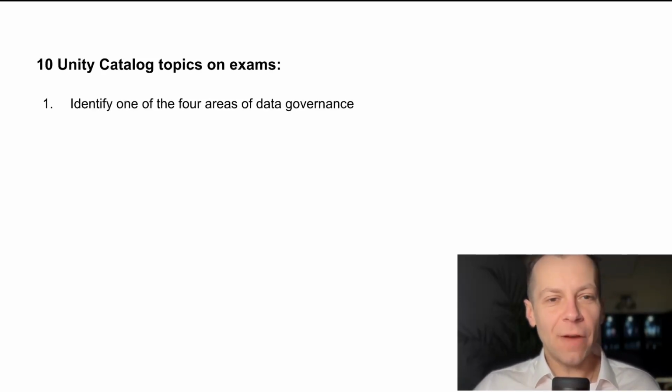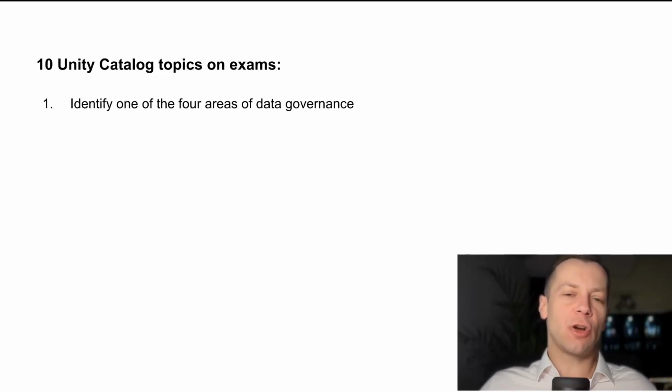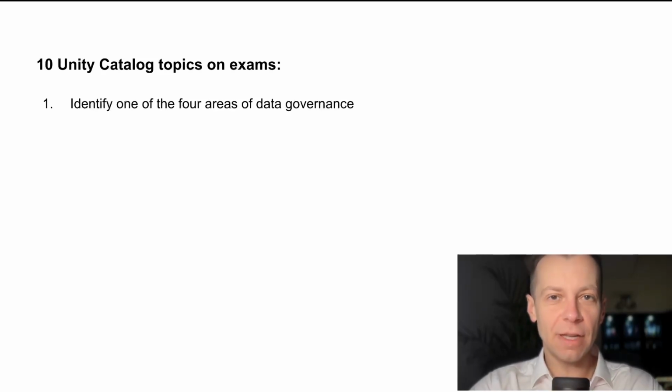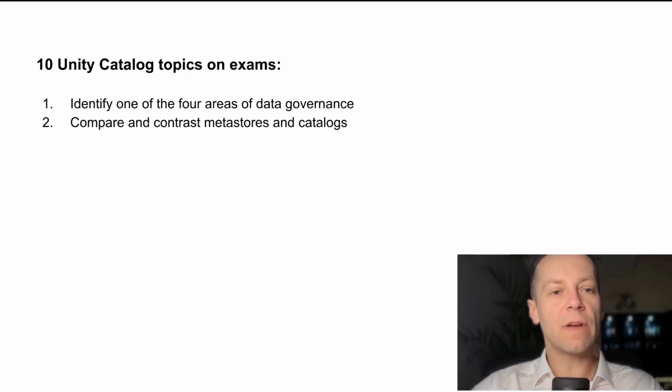First one, identifying one of 4 areas of the data governance. There are more areas than 4, but whenever Databricks means 4 areas, what they mean is data discovery, which we have seen, auditing, which we also have seen, the history of what was happening with the data, access control, we know it very well, and the data lineage. Very simple, basic functionalities.